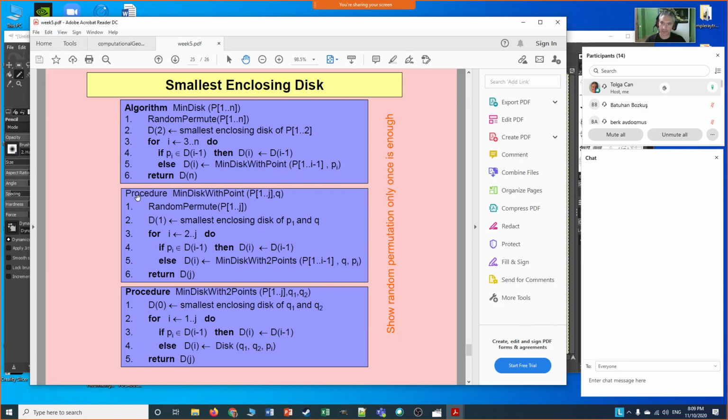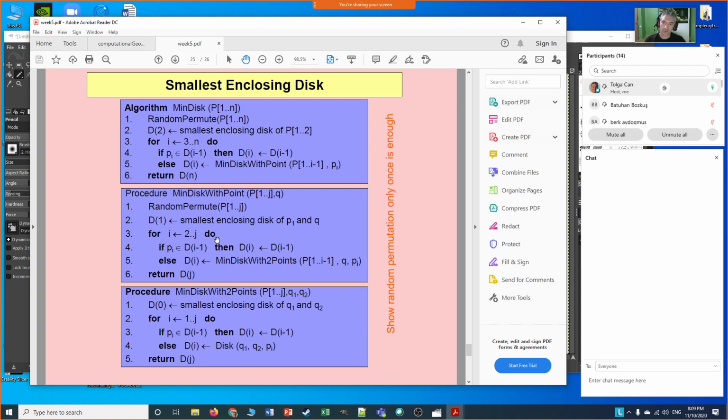It's that function, the minimum disk with point function. It also starts with a random permutation, so it calls random permute repeatedly. I'm not sure it's needed. If we just permute the points initially at the beginning, I think it will be sufficient. Now, as you can see, this point q, which is this pi here, is now known to be on the smallest disk. This point q is special. We know that it has to be on the disk. Therefore, we start our disk with p1 and q.